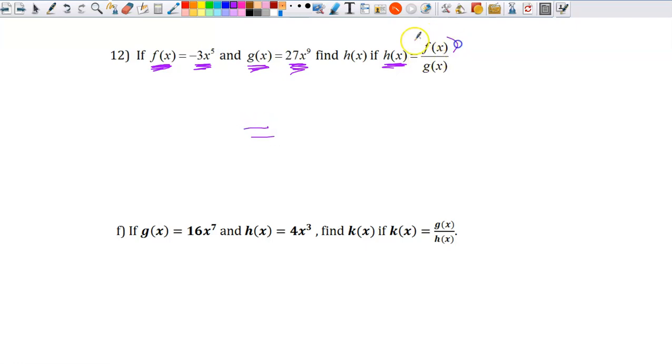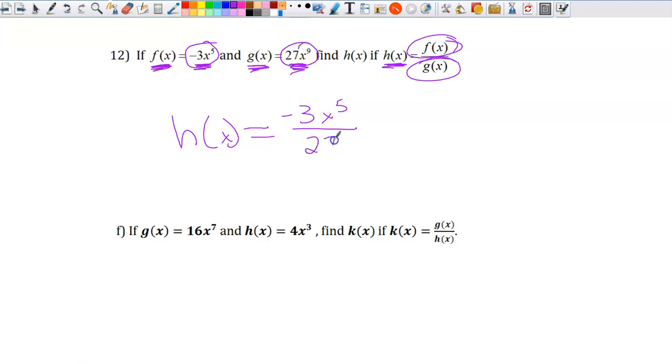What is f of x? So h of x is going to equal f of x. Well, what's f of x? Negative 3x to the 5th over g of x, which is 27x to the 9th. And it's just a fancier way of writing the types of problems you played with already. Oops, I forgot my F. My bad. And now you just grind as we have.